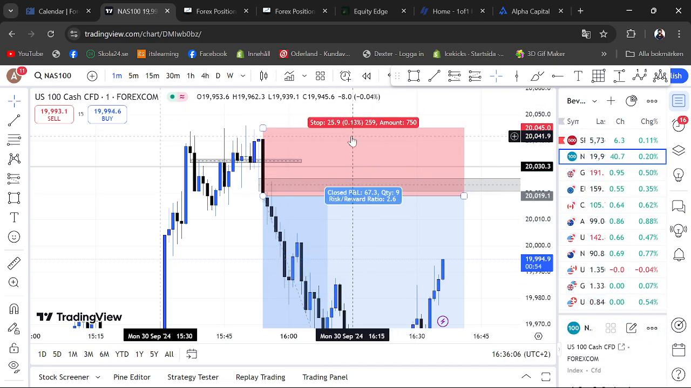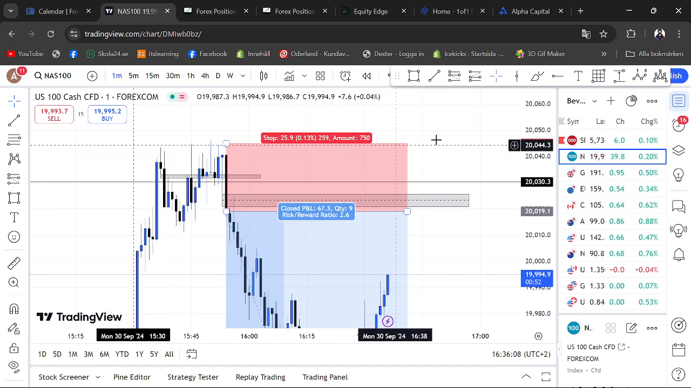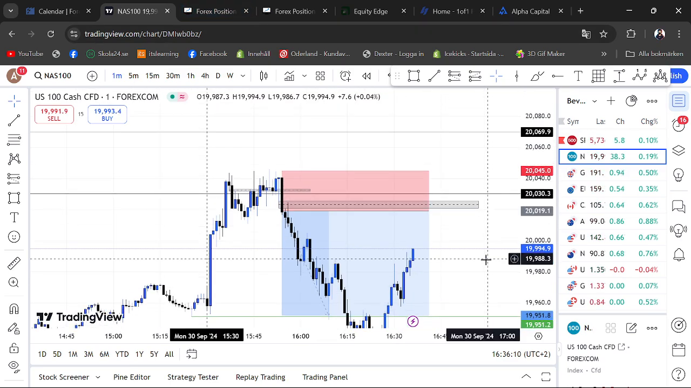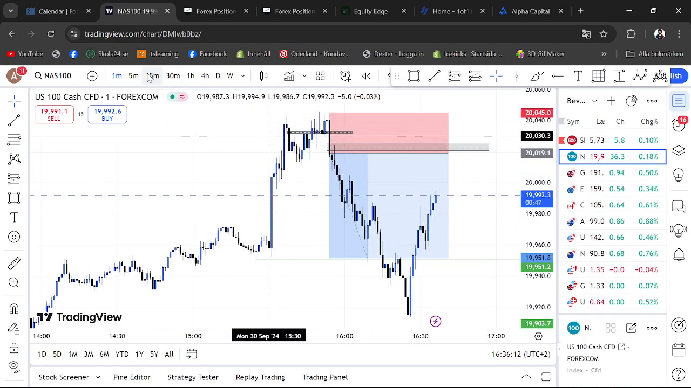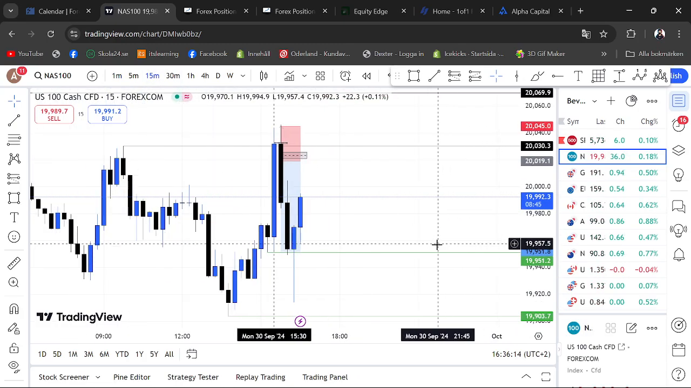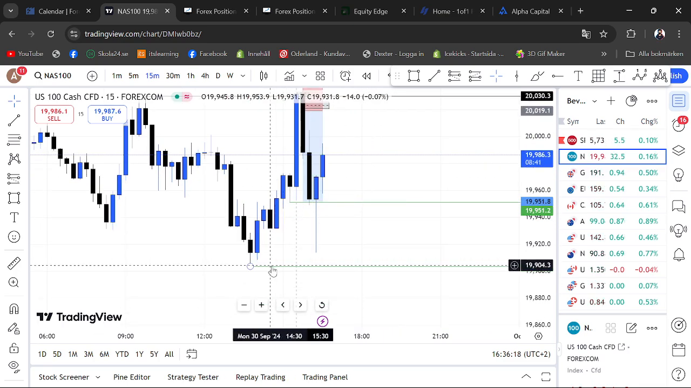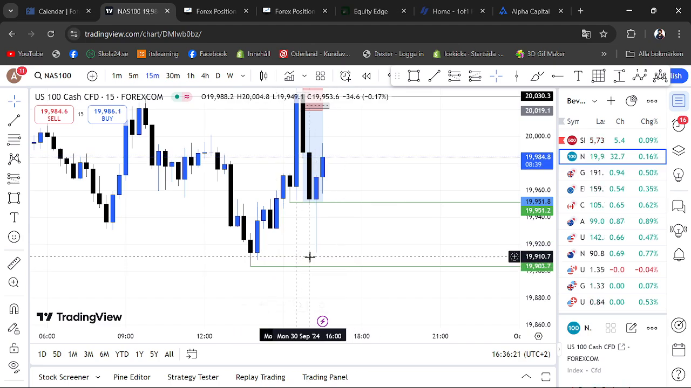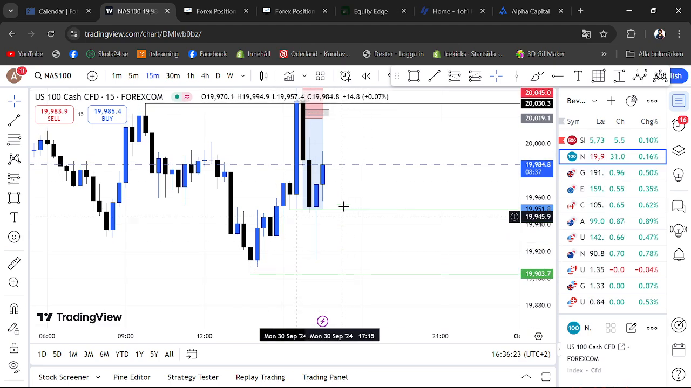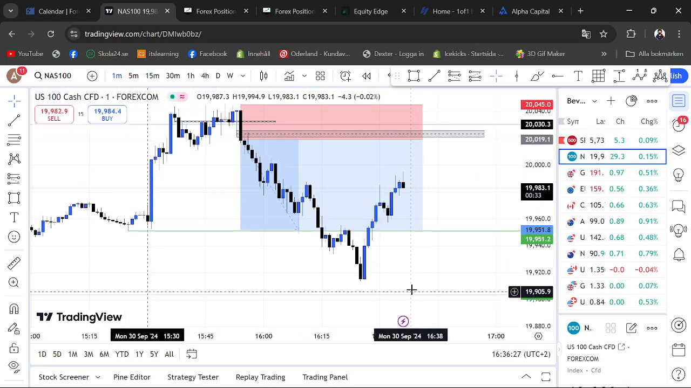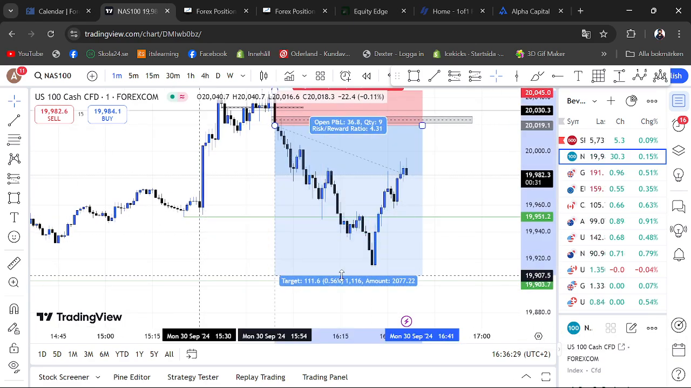But yeah, so I entered with 260 lots, and my first take profit was this 50-minute low over here, which got hit, and my second take profit was down here, which it almost got hit, but price is going higher, and I got stopped out because, so this would have been like this.